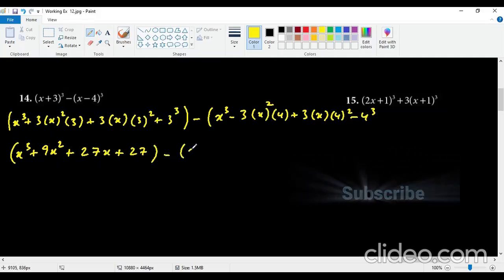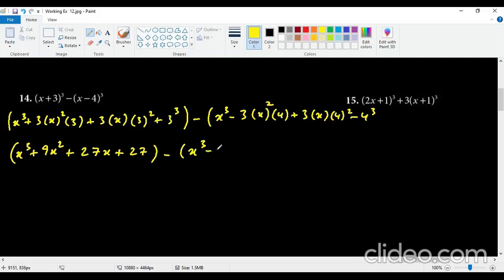Minus, we simplify within the bracket itself first. Minus 3 times 4 is going to be giving us a 12x², and plus the 4 square is a 16. So 16 times 3 is going to give us a 48x, minus 4 cube is going to give us a 64. So for question number 14 over here, simplified already.